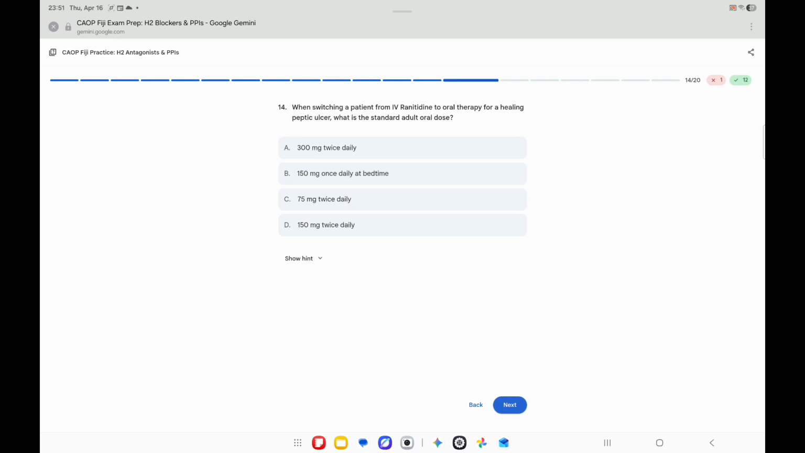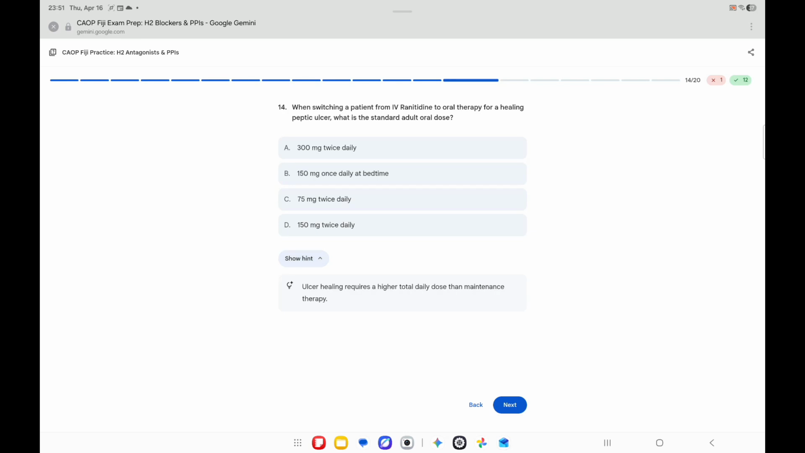Is it 300 milligram twice daily, 150 milligram once daily at bedtime, 75 milligram twice daily, or 150 milligram twice daily? So 300 is the better option, but let me tell you one thing, that H2 inhibitors are preferred to be taken at night, in the evening, if the patient is taking a single dose only. Because in the evening there is more acid secretion.